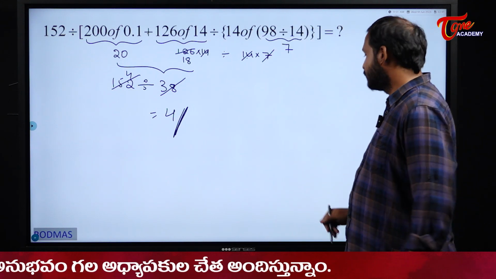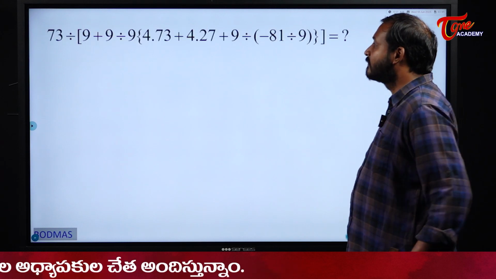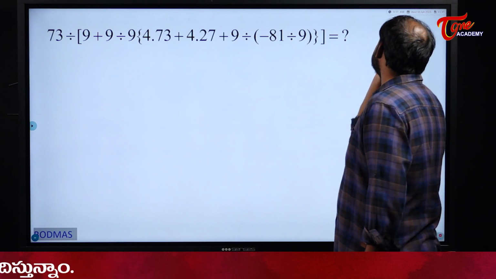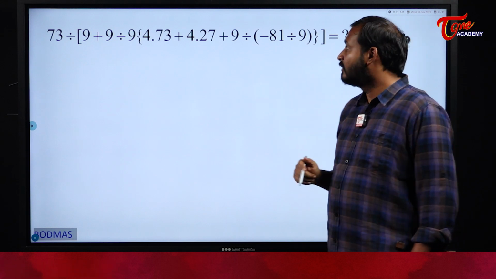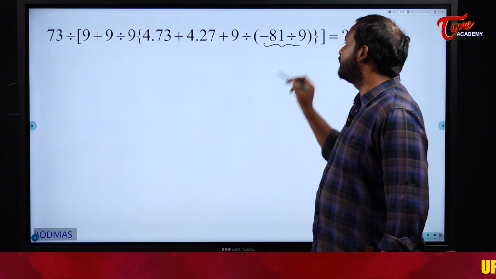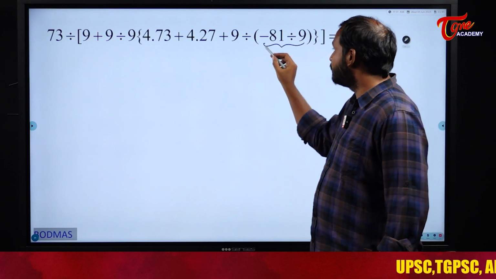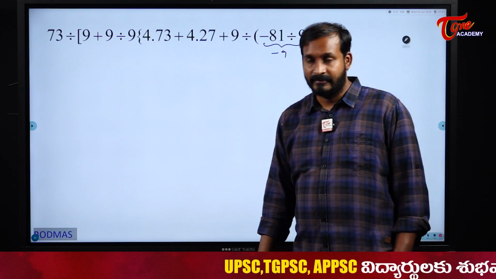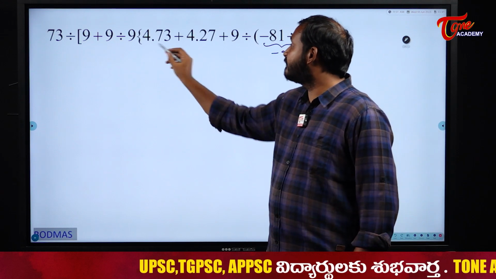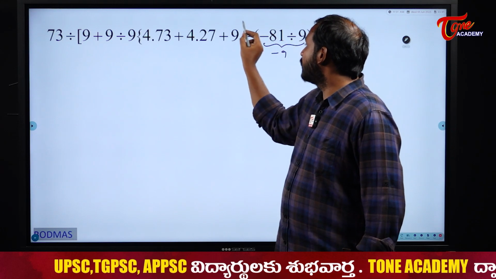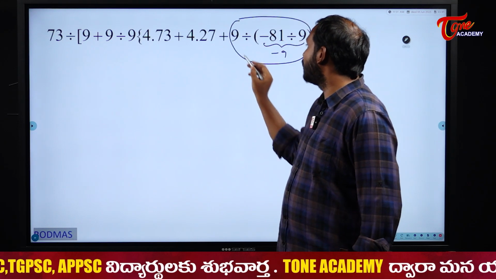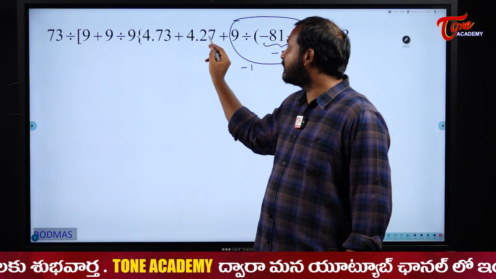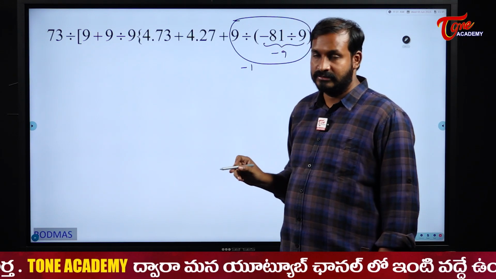Okay. Next one. Now everyone solve this one. Please be careful, here we have a minus. Minus 81 divided by 9. What happens to this one? It becomes minus 9. Next, in this bracket, I should solve this one. So 9 divided by minus 9, it becomes what for me? Minus 1. Okay. So 4.73 plus 4.27 minus 1.